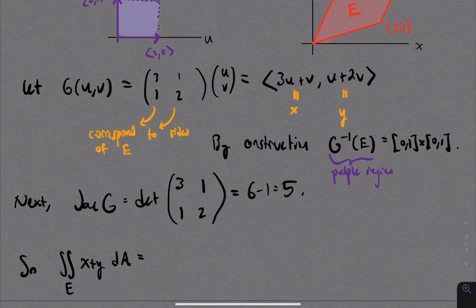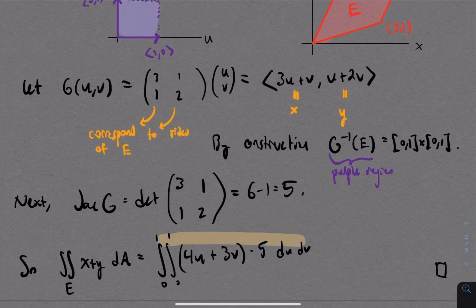So with this new change of variables, the bounds in the UV region are 0 to 1, 0 to 1, coming from here. The function is x plus y with this change of variables. X plus y is going to be 4u, let's see, plus 3v. The relevant Jacobian is 5, then du dv, and that would do it.